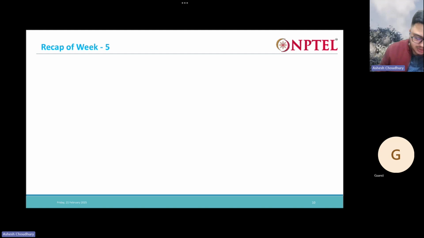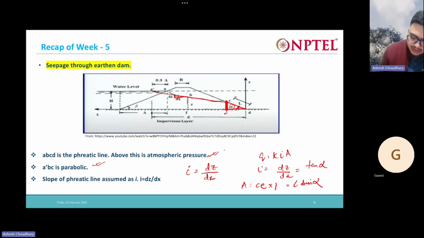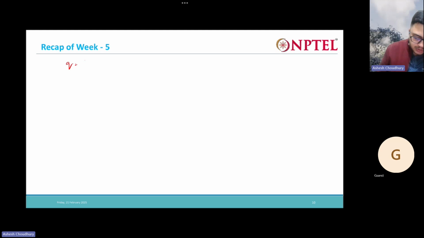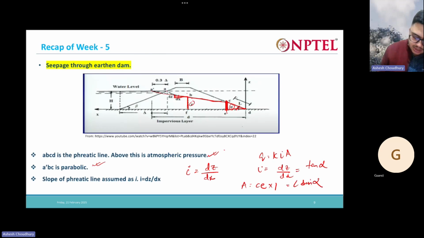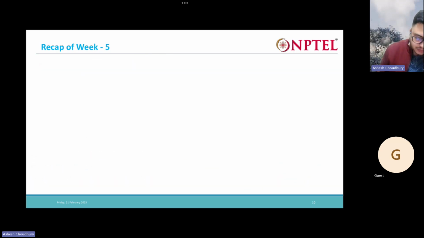Now, the rate of seepage per unit length through the section BF. At any section BF, we need to find the rate of seepage. So what will that be? q is k i A. k i can be written as dz by dx, into z into 1, where z is the height at that point. So q equals k z dz by dx. Now what can I do now?